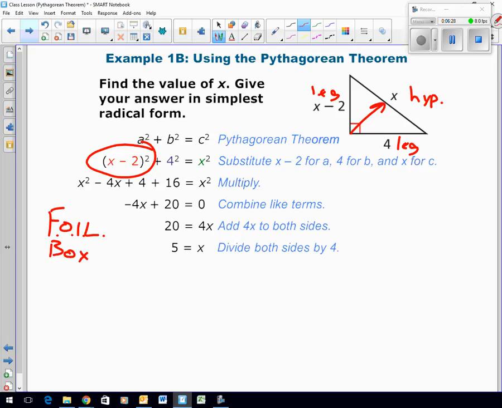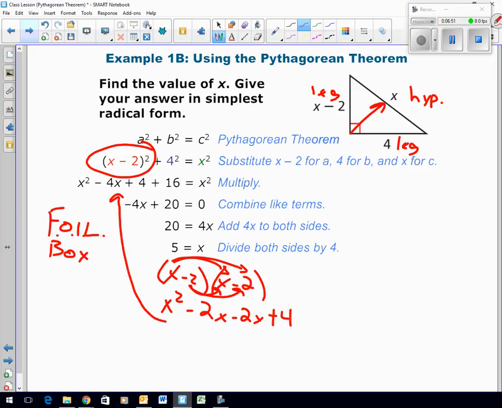Let's talk about FOIL first. x minus 2 times x minus 2. Multiply the first expressions, you get x squared. Multiply the outside expressions, you get negative 2x. Multiply the inside expressions, you get negative 2x. Multiply the last expressions, you get plus 4. If you combine that, you get x squared minus 4x plus 4.